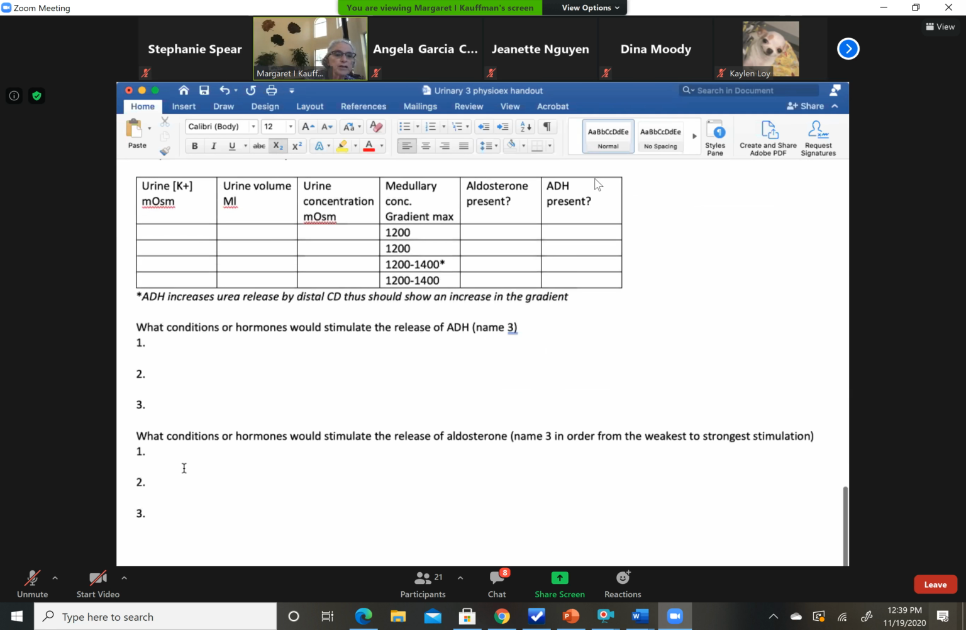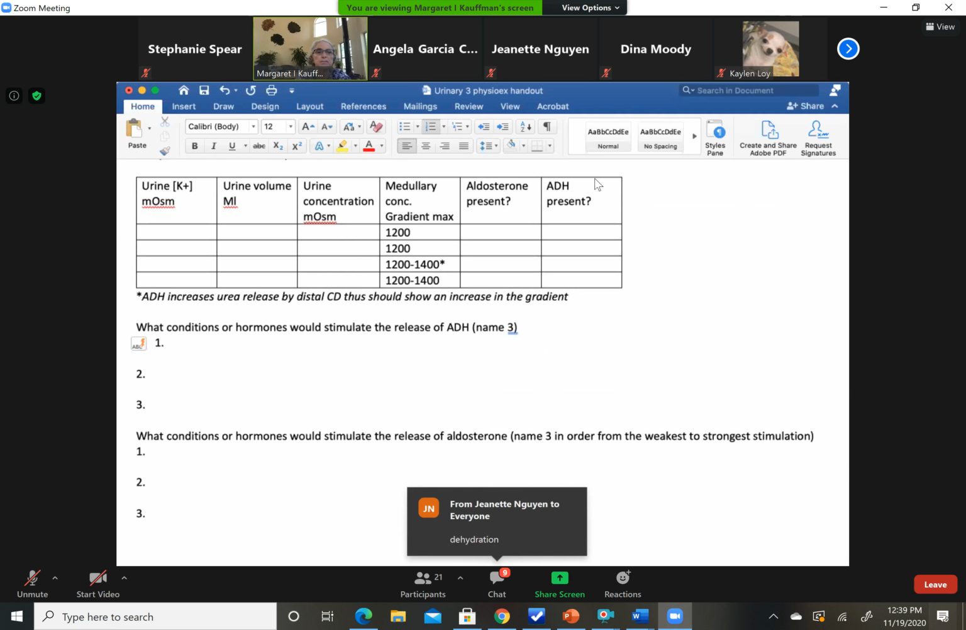Okay, but this part is really important. What conditions or hormones would stimulate the release of ADH? And I didn't ask you to order these as far as which is the most important. So just anybody type in something that will cause it. Dehydration, meaning increase in osmolarity of the blood. Good. All right, what's another one? Angiotensin 2. Yep, that directly.